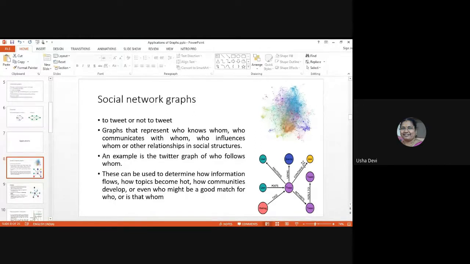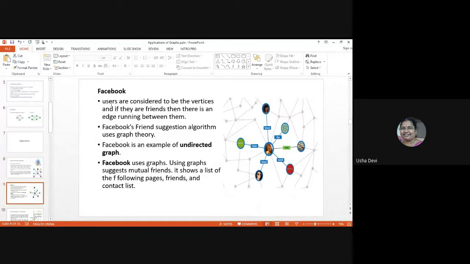Which one could be the best tweet, you can find that out as the outcome. Similarly, how information flows from one to another, all these are applications which are relevant to social networks. Then another one.